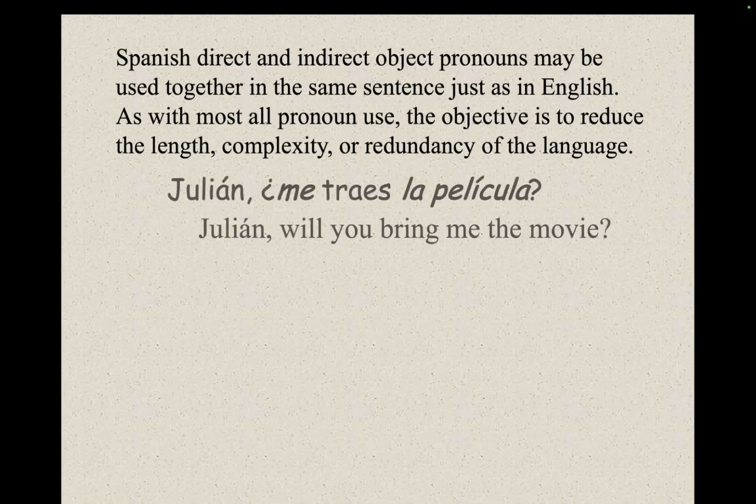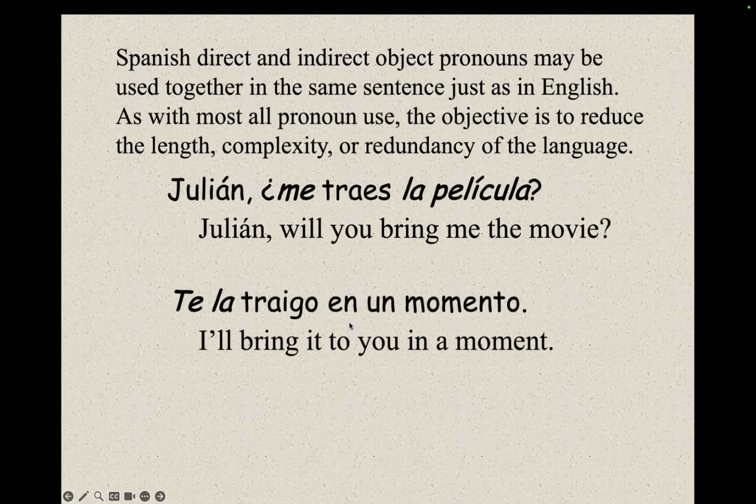Okay. Examples. Juan, ¿me traes la película? Juan, will you bring me? This is the indirect object. I am the indirect object. Can you bring the movie to me? Will you bring me the movie? Then how would Julián answer? Te la traigo en un momento. Here we have our two pronouns combined.